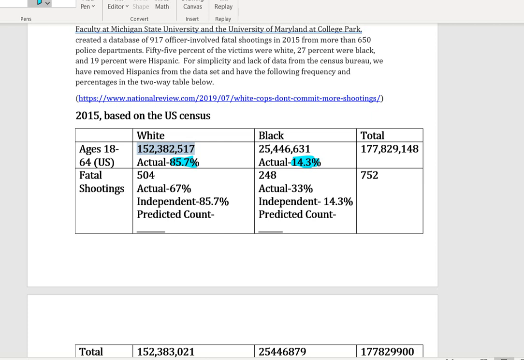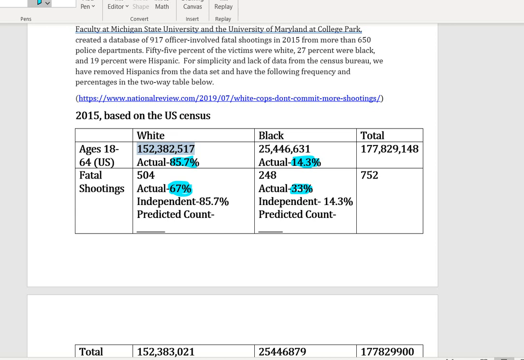Now, for the fatal shootings, what we see is that of the 752 fatal shootings that we reported, 504 were white males, which gives us a count of 67% of the ones that we're looking at. Remember, again, we removed Hispanics. And for blacks in fatal shootings, we had 248, which is 33%.